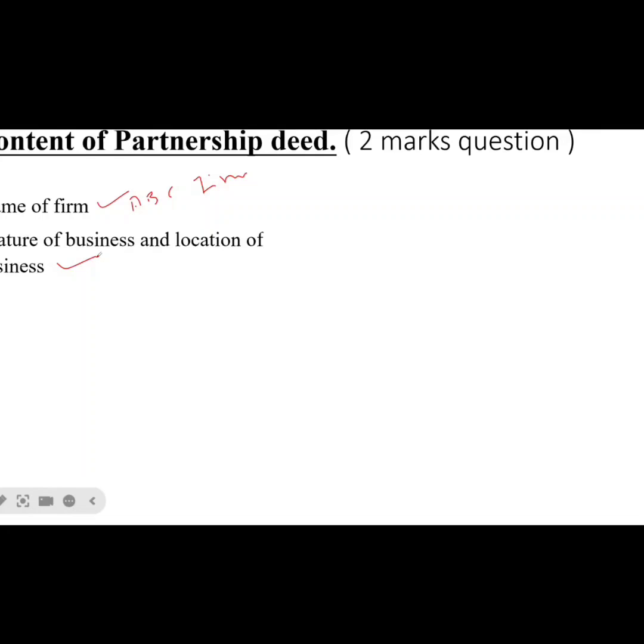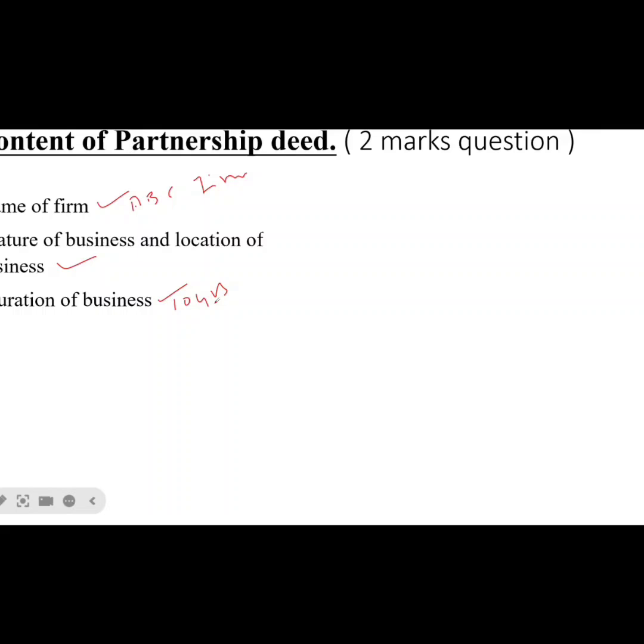The third content is the duration. How long do you want to run your business operation? Is it for 10 years? Is it a partnership firm at will? Or is it for a venture or for the completion of a particular project? So therefore, you have to mention the duration. Is it for 10 years or 15 years, or is it for the completion of a project, or is it a partnership firm at will? So whenever they want, they can dissolve the partnership firm. So they have to mention the duration of a partnership firm in the partnership deed.